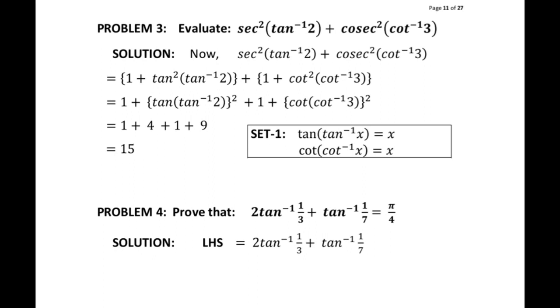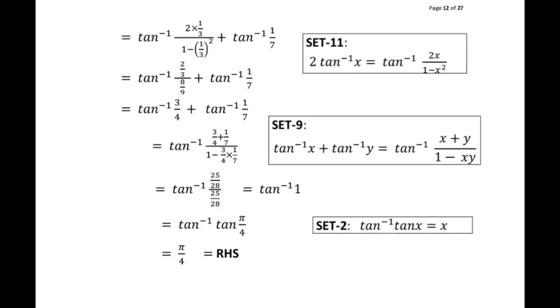Next, problem 4. Prove that 2 tan inverse 1 by 3 plus tan inverse 1 by 7 equals pi by 4. So we start from the left hand side, that is taking the given expression, 2 tan inverse 1 by 3 plus tan inverse 1 by 7. Here we have to apply one formula from set 11, that is 2 tan inverse x equals tan inverse of 2x whole divided by (1 minus x square), and accordingly we get as the first step tan inverse of 2 into 1 by 3 whole divided by (1 minus (1 by 3) whole square), plus tan inverse 1 by 7.